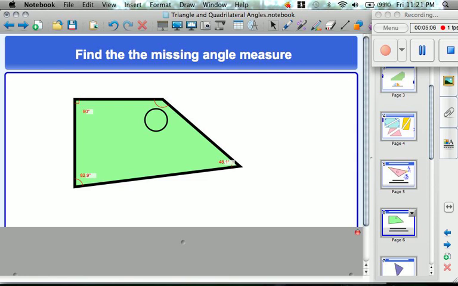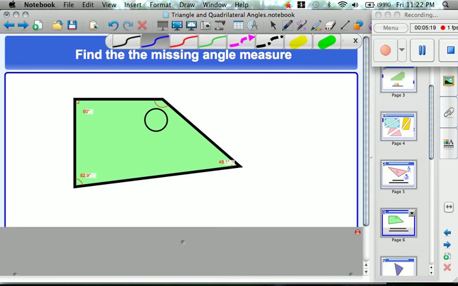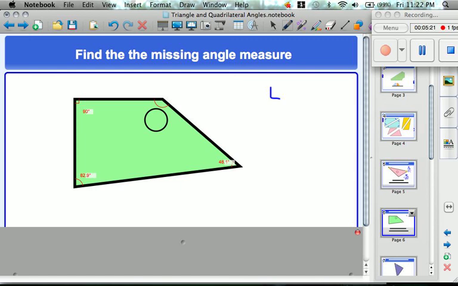So we see that we have a 90 degree angle, an 82.9 degree angle, and a 48.1 degree angle. Let's add all of those together. So we have a 48.1 degree angle, an 82.9 degree angle, and a 90 degree angle. Alright, let's add all of those together.